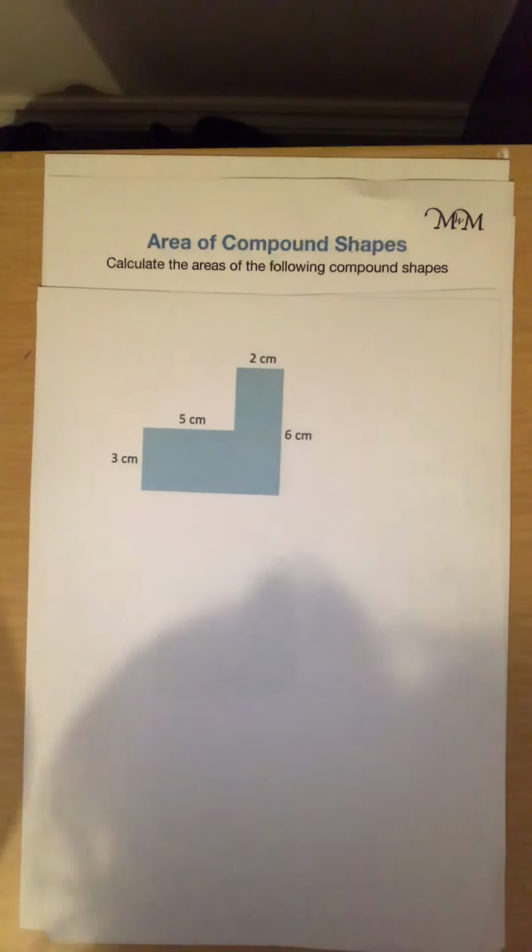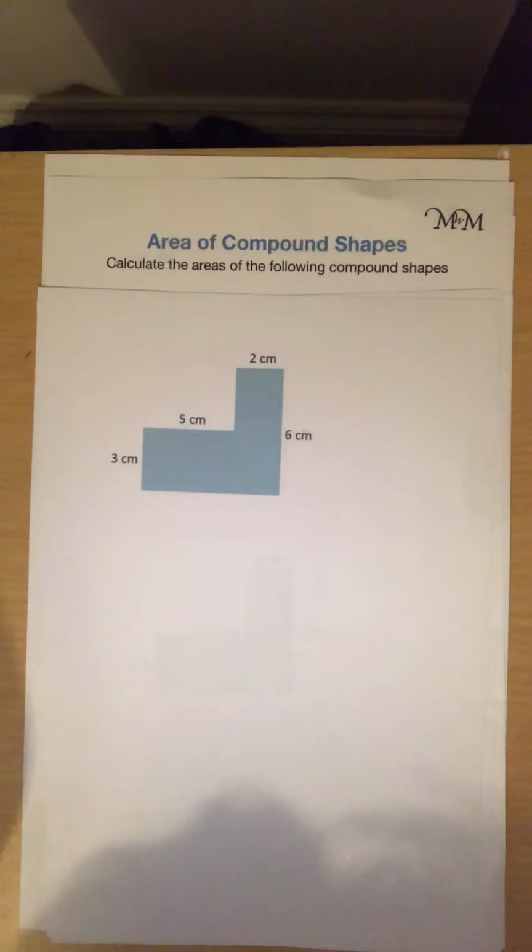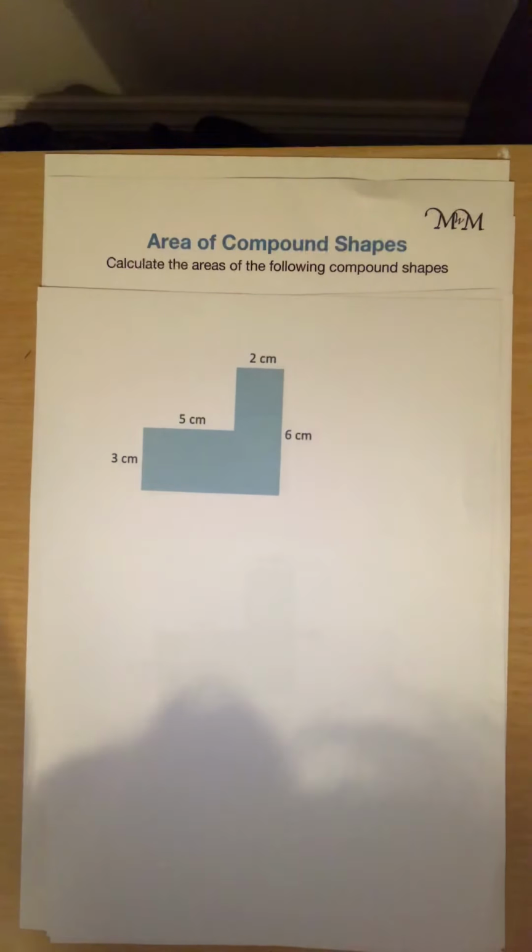Now, what is a compound shape? Well, a compound shape is a more complicated shape made up of several simpler shapes. For example, if you look at this shape here, if we split this shape into two, it is actually made up of two rectangles. To find out the area of the compound shape, we must find the areas of the simpler shapes, i.e. the two rectangles, and add them together.